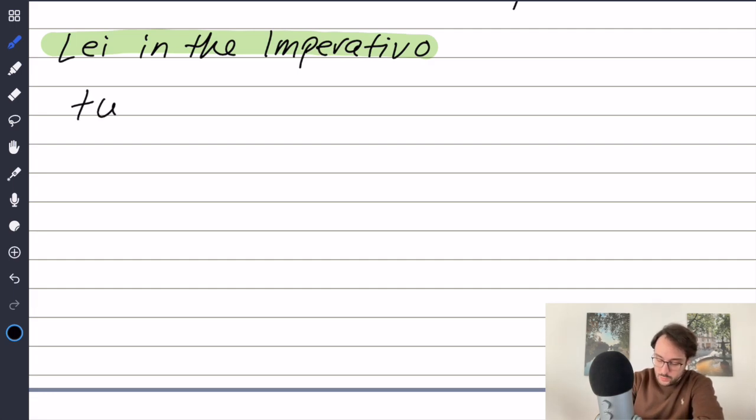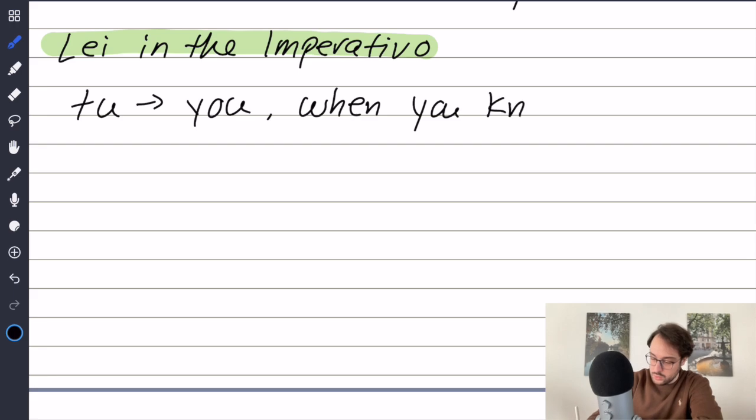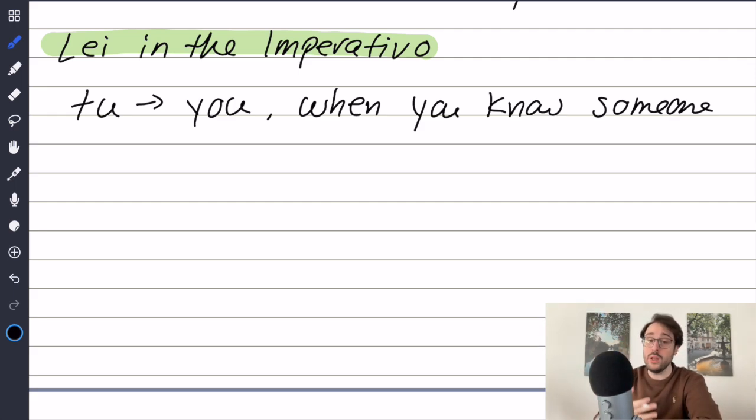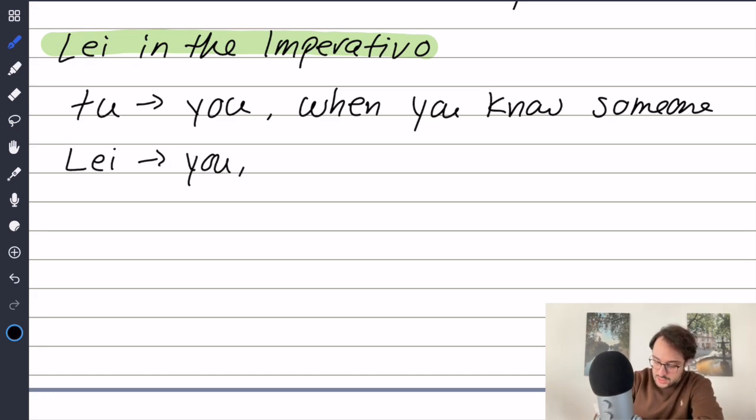We first are going to begin with tu. Tu is used to mean you when you know someone, okay? So you're talking to one of your friends, you're going to take every verb, put it in its tu form, and if you're just going to call them you using the pronoun, you'll say tu, okay? We then have lei written with a capital L. This is you when you don't know someone.